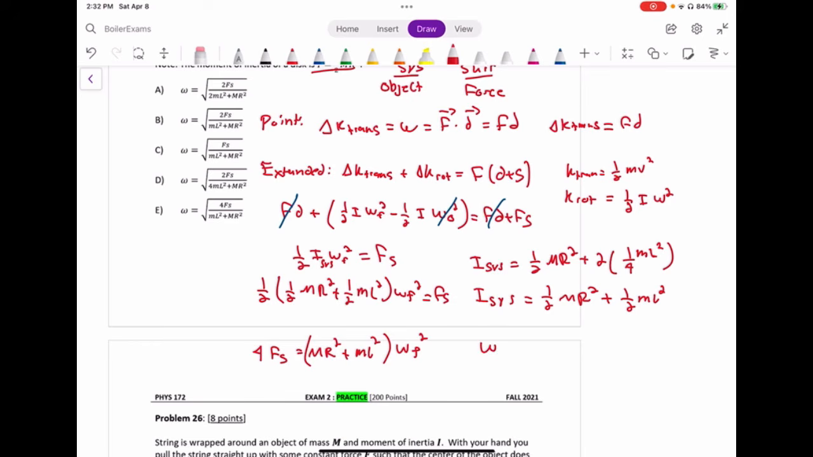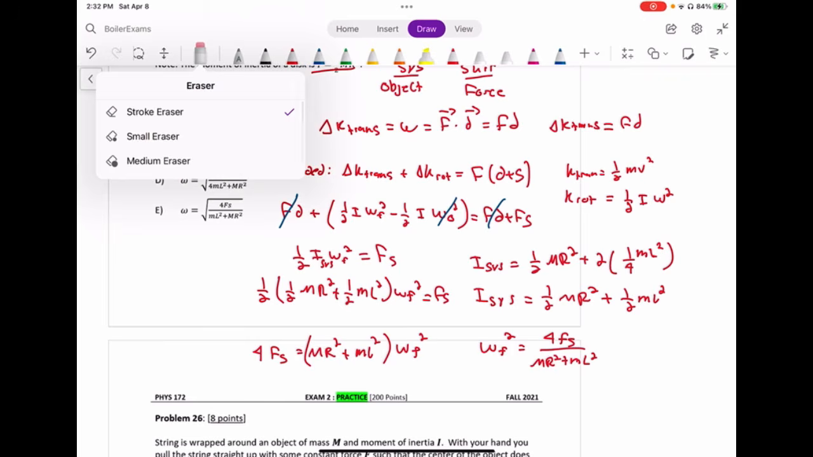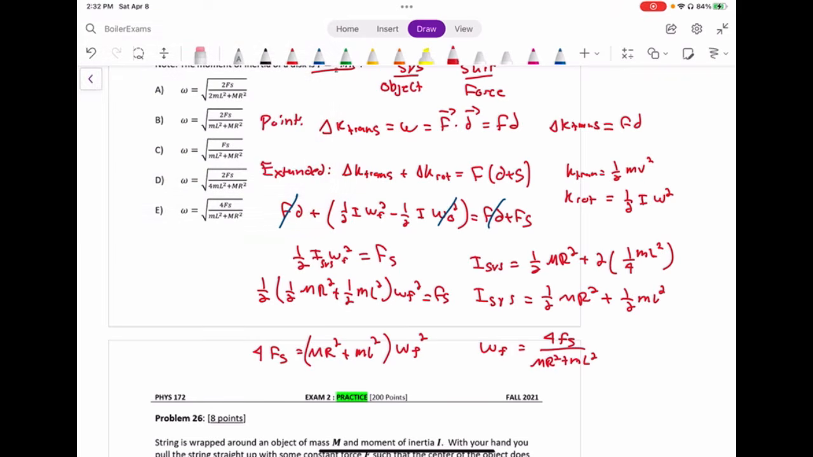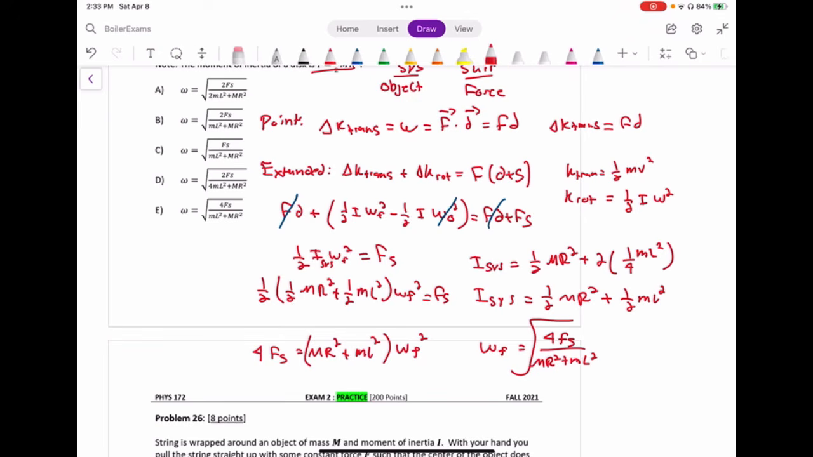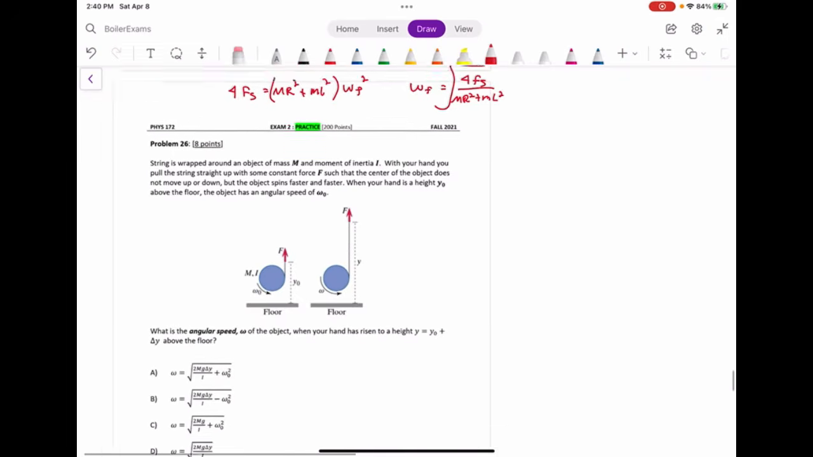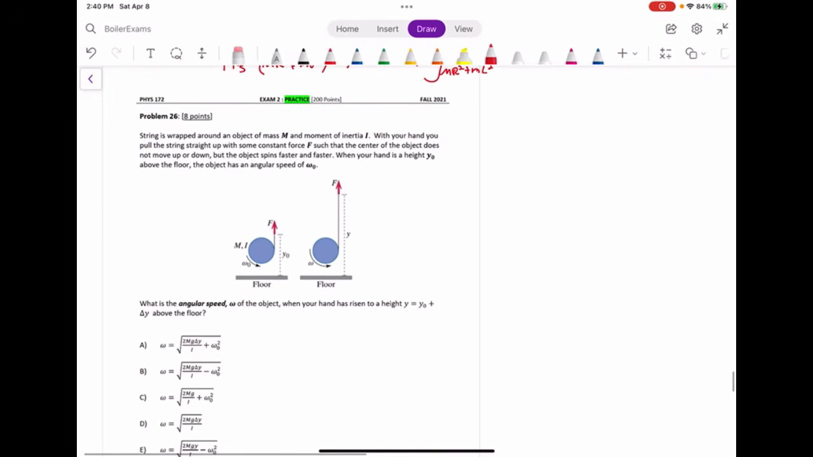Divide that over: omega f squared equals 4fs over mr squared plus ml squared. Square root both sides. And there we go: 4fs over ml squared plus mr squared. That leaves us with E, which is correct.